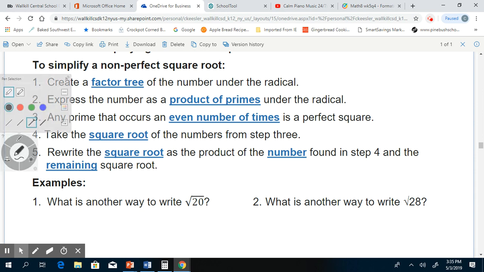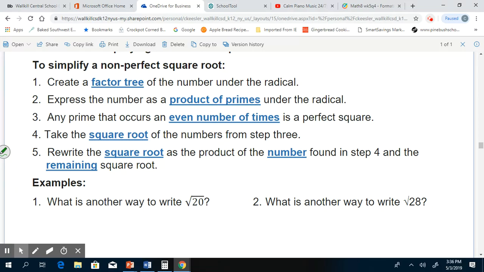Our first step when we're doing this is to create a factor tree of the number under the radical. Radical is a fancy term for square root, so that radical symbol is the square root symbol. Express the number as a product of primes under the radical. Product of primes is when you get all the prime numbers that make that number, and we do that by making a factor tree. Step 3: any prime that occurs an even number of times is a perfect square. Step 4: take the square root of the numbers from step 3 and rewrite the square root as the product of the number found in step 4 and the remaining square root. I know that sounds tricky, but once we start doing it, you will understand.